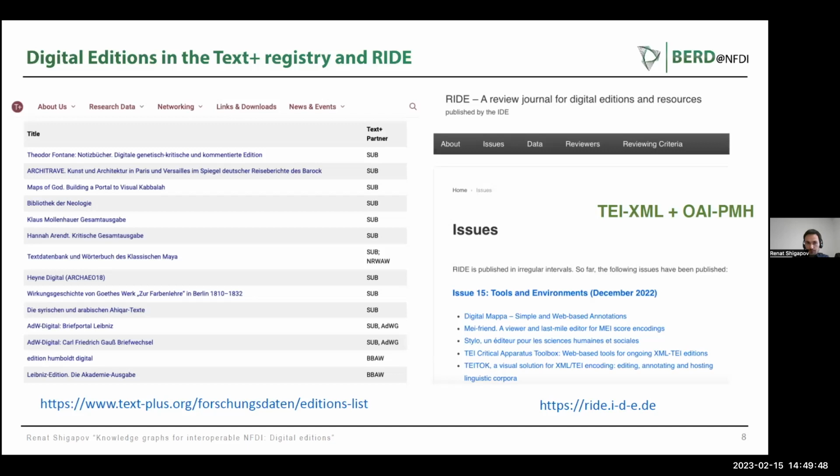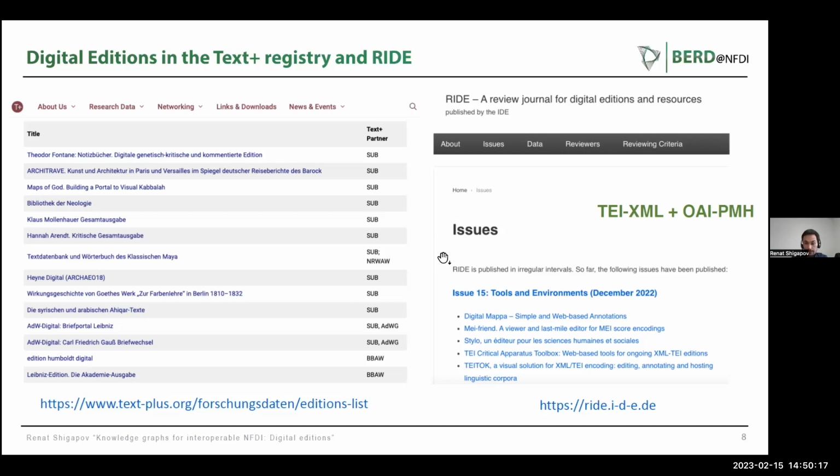I'm not an expert in digital editions, but since Philip asked me to take a look at them, I took a look at the Text Plus registry of digital editions and at a journal, a review journal for digital editions and resources. And actually, I was very surprised.